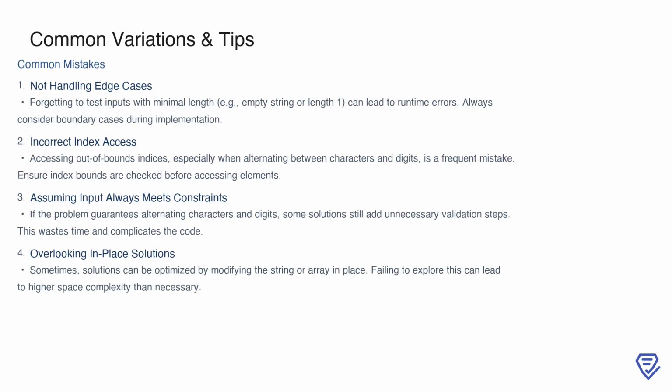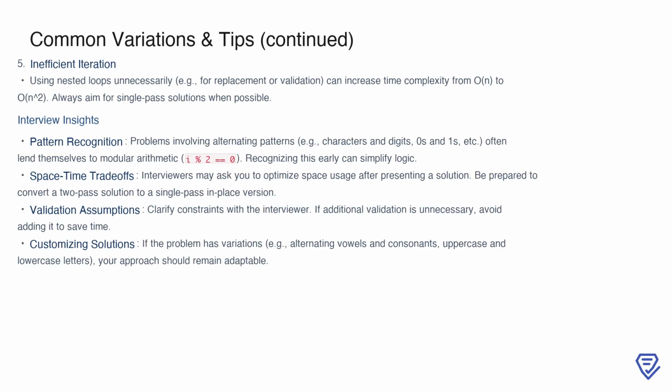Finally, many overlook the potential for in-place solutions. Instead of creating additional data structures, modifying the string or array in place can significantly reduce space complexity. Always consider whether an in-place approach is feasible when optimizing your code. Inefficient iteration is another common pitfall. Using nested loops unnecessarily, such as for replacing or validating characters, can increase the time complexity from O(n) to O(n²), which becomes problematic for larger inputs. Aim for single-pass solutions whenever possible to maintain efficiency.